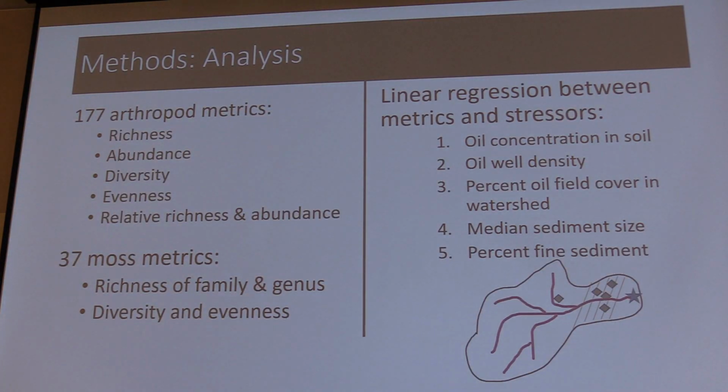So after we had all of those items ID'd, we compared them to different metrics, and we had over 200 metrics from the moss and the arthropods combined. For the arthropod metrics, we looked at a variety of combinations of different arthropods. For example, we might look at just beetles, or we might look at beetles and ants combined. But overall, we looked at the different richness, abundance, diversity, evenness, and relative richness and abundance of these organisms.